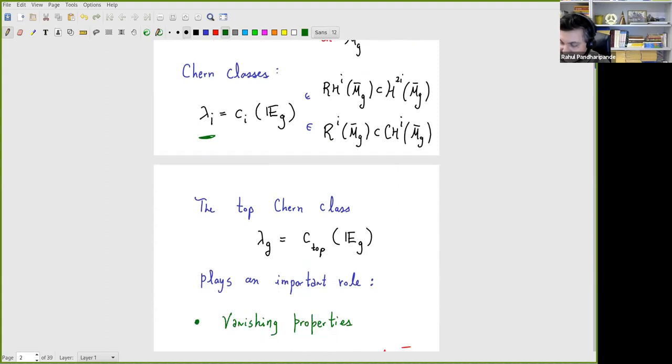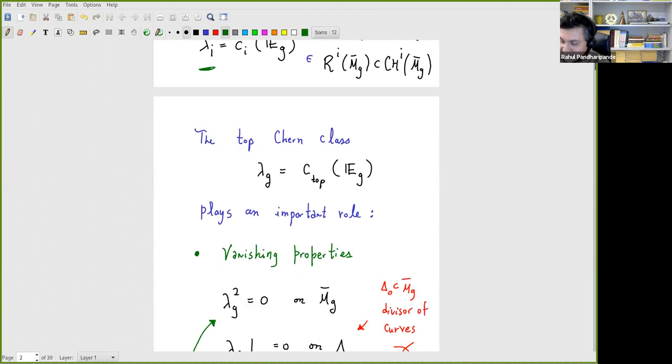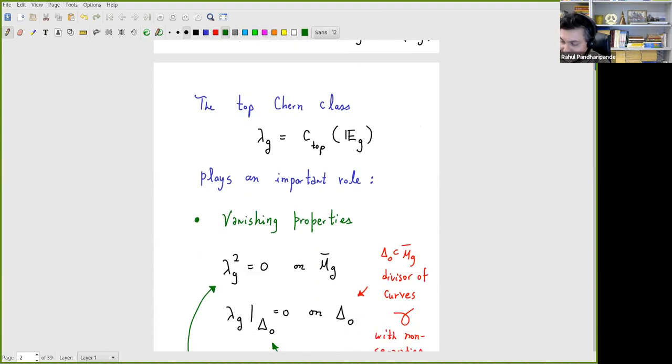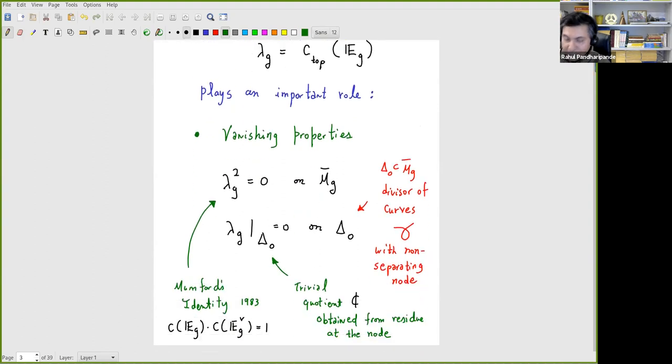And as I said, this is an amazingly interesting class. Before I tell you what we're doing with it now, I wanted to say some things about why it's an interesting class. The first is that it has basic vanishing properties, and if you play with the moduli space of curves, they're important properties. The first one is that its square is zero. The second is that if I restrict lambda g to the boundary divisor of M_g bar, the one with a curve with a non-separating node, a self node, then it's also zero. These are basic facts. They come from Mumford's identity, which comes from Grothendieck-Riemann-Roch. The second one is even more basic; it just comes from the residue.